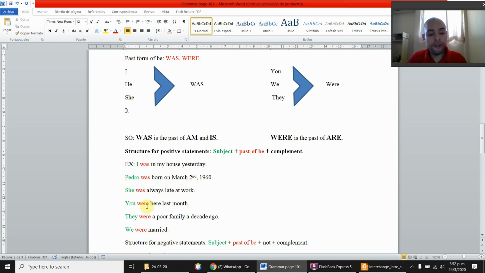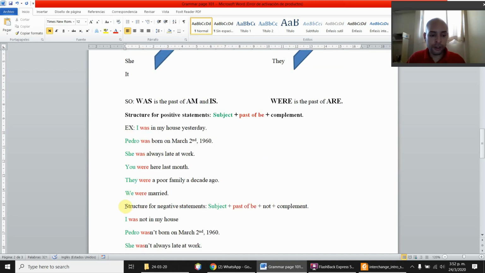And I don't know if you noticed, but the structure is the same as the structure with simple past with normal verbs. But in this case, we're using the past of be. But both are simple past. In the last grammar, we were using normal verbs, other verbs different than be, because remember, be is a verb, but with different uses.